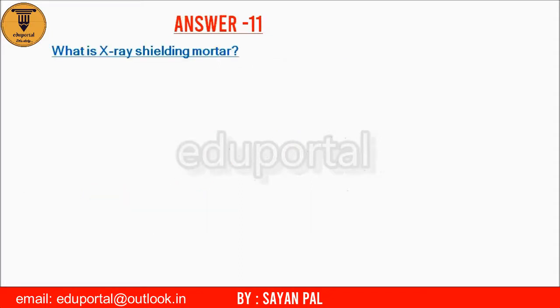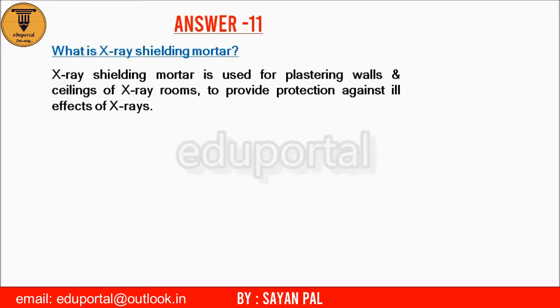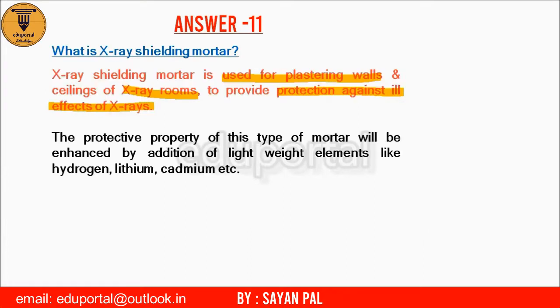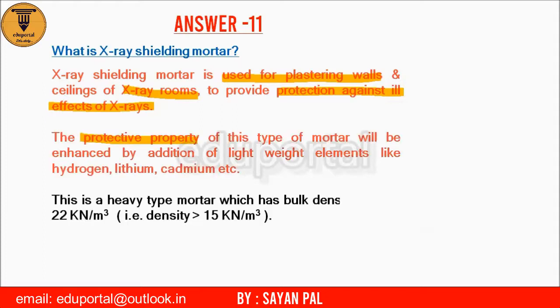So for that we need to know what is X-ray shielding mortar. It is a type of mortar which is used for plastering walls or ceiling of X-ray room. Why? To provide the protection against the ill effects of X-ray. Okay, so it is a type of mortar which is used in X-ray room for plastering purpose. The protective property of this mortar is enhanced by addition of lightweight elements like hydrogen, lithium, cadmium, etc.